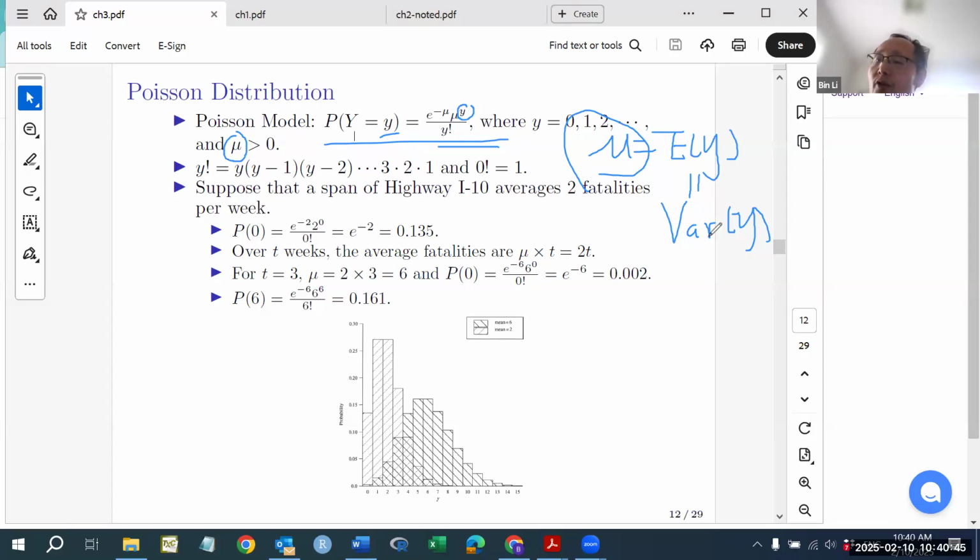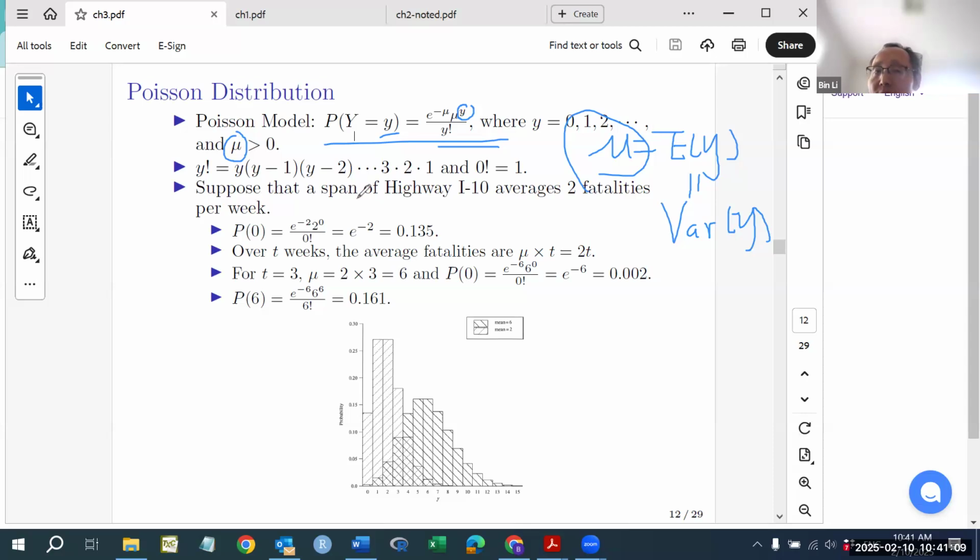For the Poisson model, we assume the mean and the variance should be the same. In other words, if mu changes, if the mean changes, the variance will also change. If mu increases, the variance increases. Okay, so let's see an example.